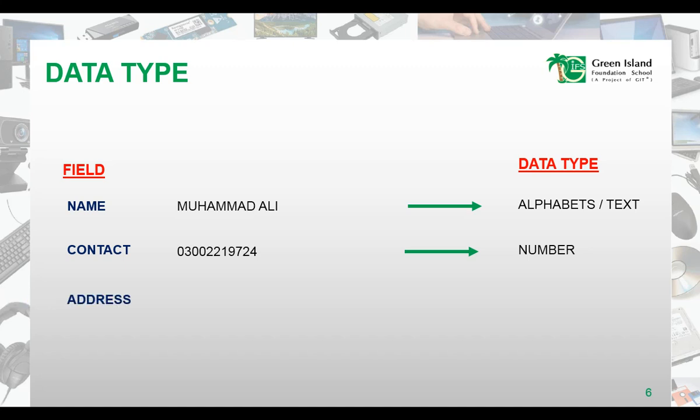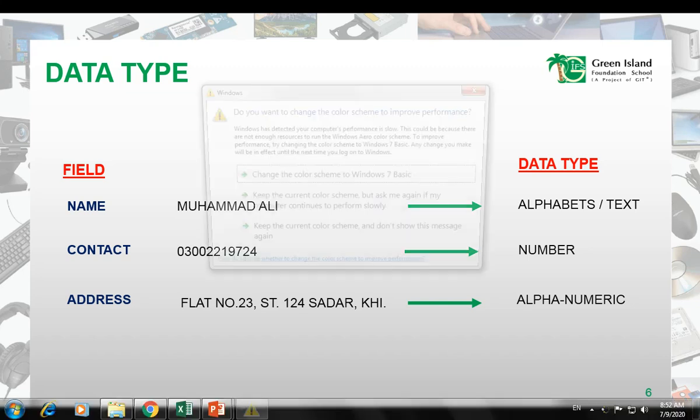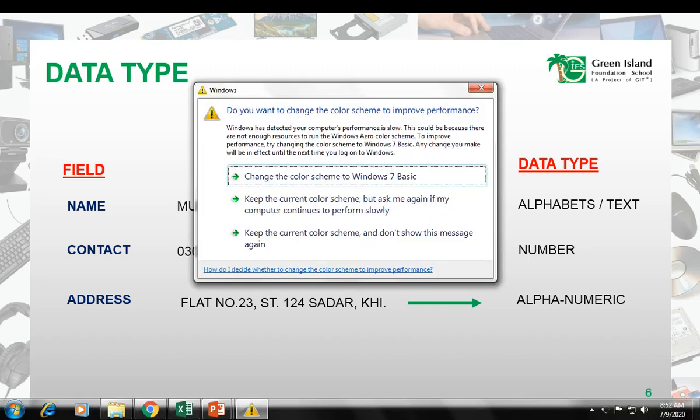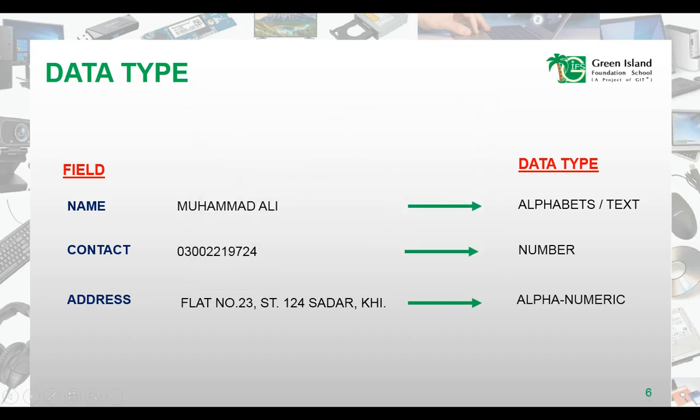Again, we have another type of input, which is the field category address. In the address you have written a combination of alphabets and numeric. So you can see there are three types of data you have seen in there. One is alphabets, the other one is numeric, the third one is alphanumeric. So we have three types of data types here.